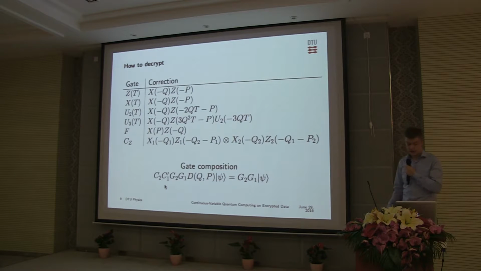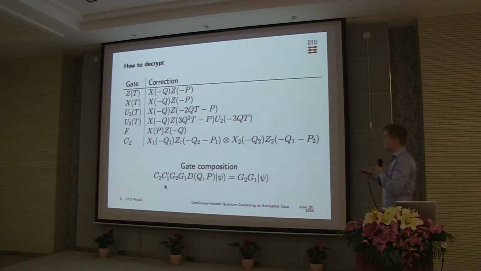Okay. So that defines the encryption operation. So now we want to know how to decrypt again. So once again, the scheme is we have an input state, we encrypt it, send it to the server, it does one of these gates, or maybe a combination of gates, and then it sends it back, and we want to know that the decryption operation is actually feasible.